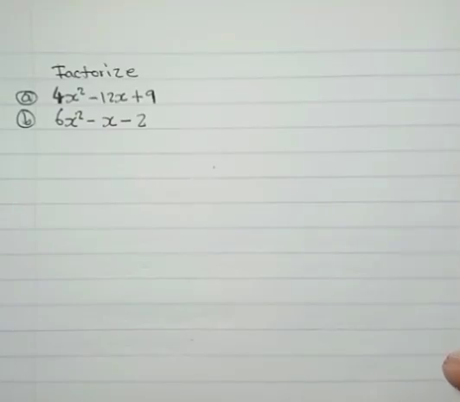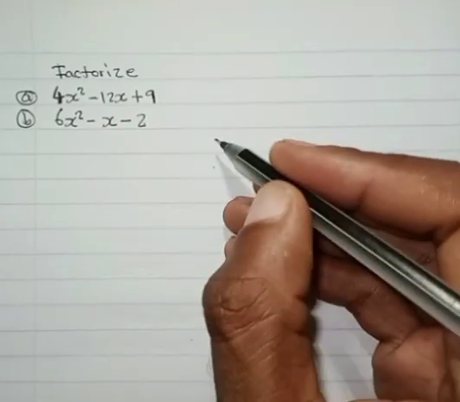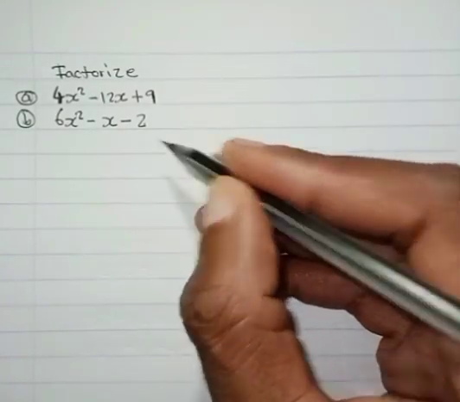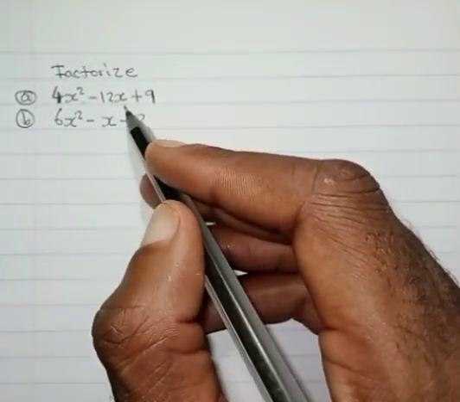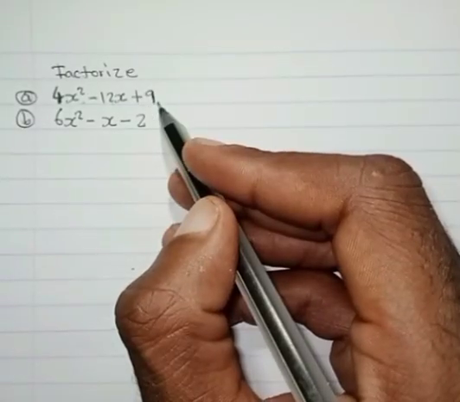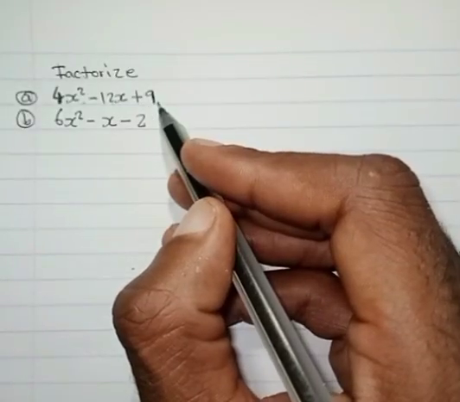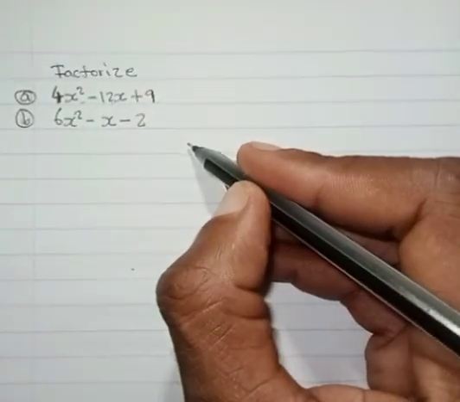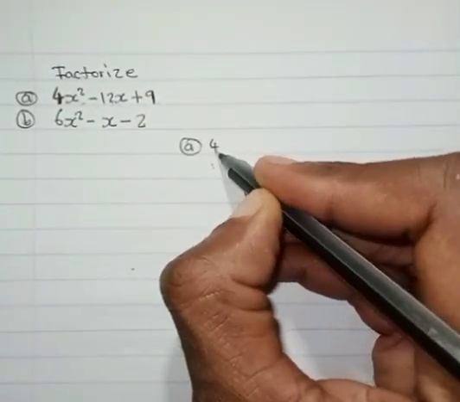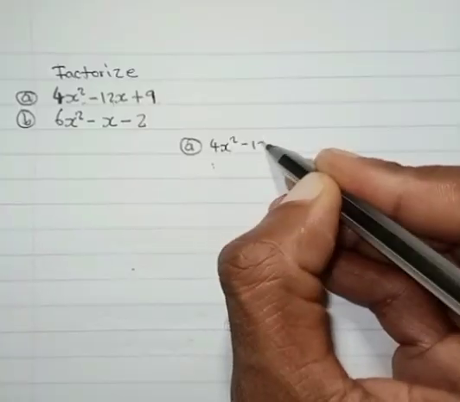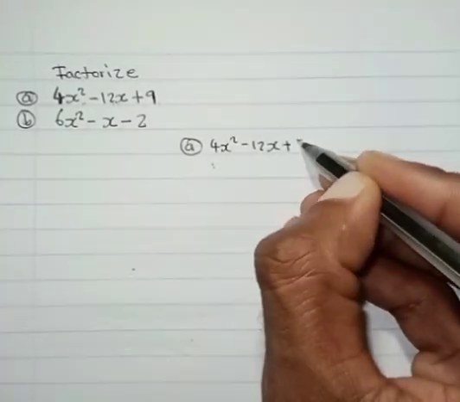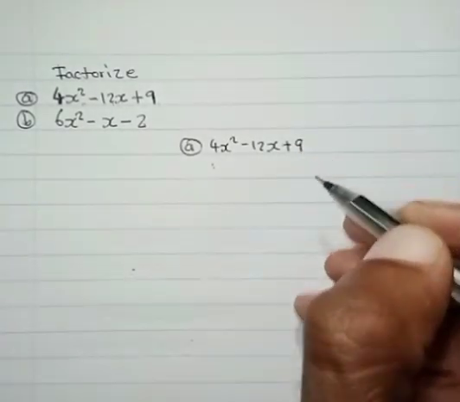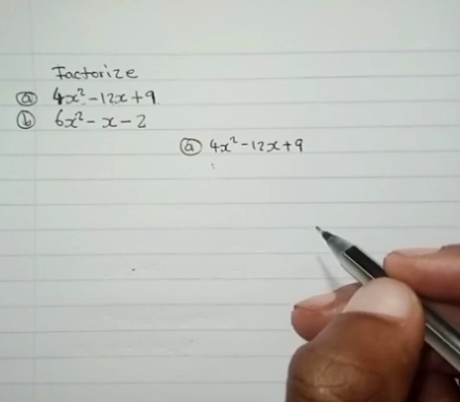This is factorization of quadratic expressions. We have 4x squared minus 12x plus 9. Factorize completely. To factorize this expression, we identify the coefficients from this expression.